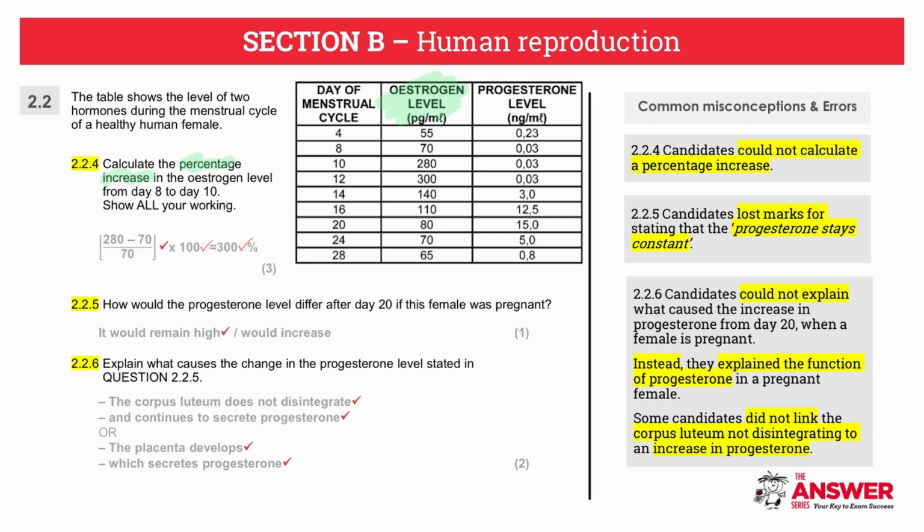Continuing on this question of human reproduction, question 224 asks us to calculate the percentage increase in the estrogen level from day 8 to day 10. So this is a stock standard formula that you need to remember. This is also one of the things candidates do struggle with a lot. They can't calculate a percentage increase.